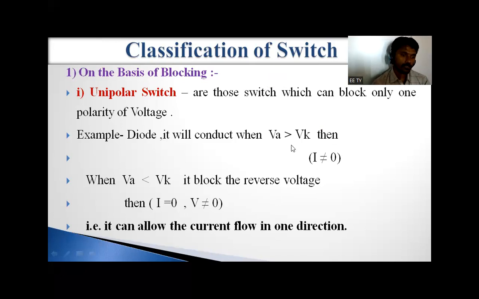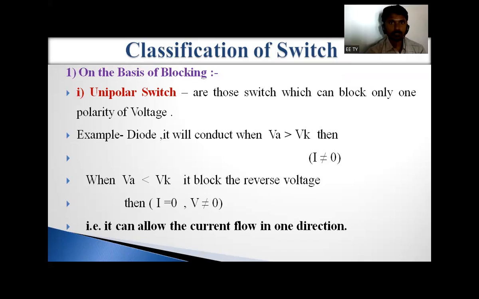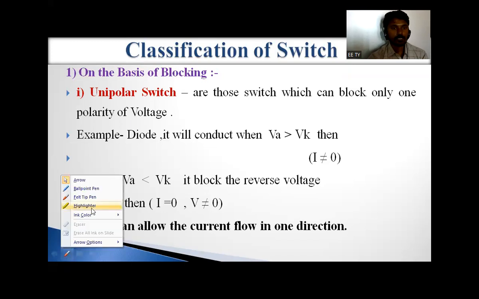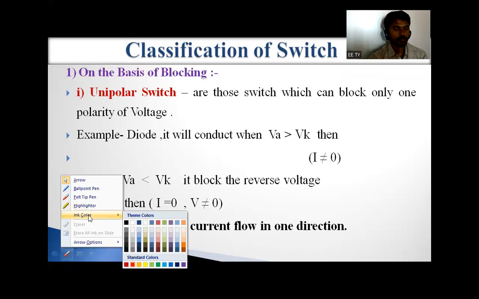So don't tell the types of converters if anyone asks for the power electronic converter components. Types is different and components is different. Today we are going to discuss classification of switches based on the flow of current and blocking capability of the switches. On the basis of blocking, the switches are classified into two types, unipolar and bipolar. Clear?